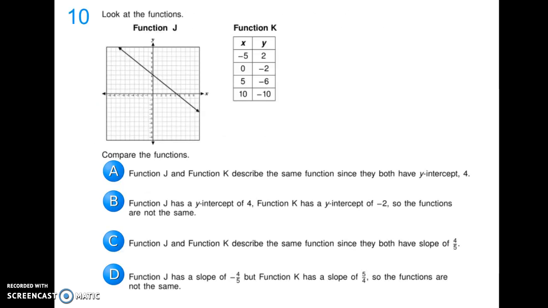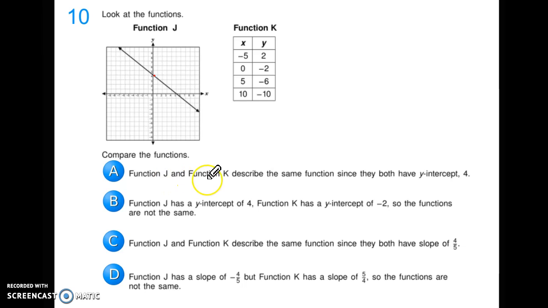Okay, moving on. Okay, look at these functions. So we have function J, which is a linear function with a negative slope. If you'll look, you could tell that the y-intercept there is 4. And then function K is also a linear function, and it seems to be with a negative slope, and its y-intercept is -2. Okay, so let's see.